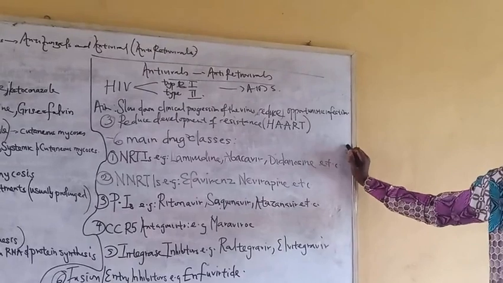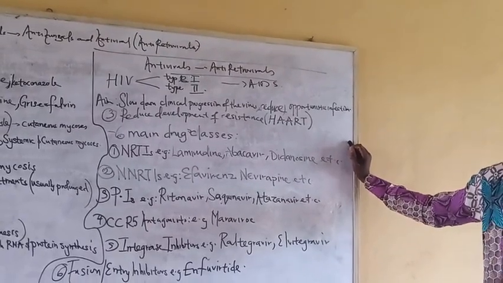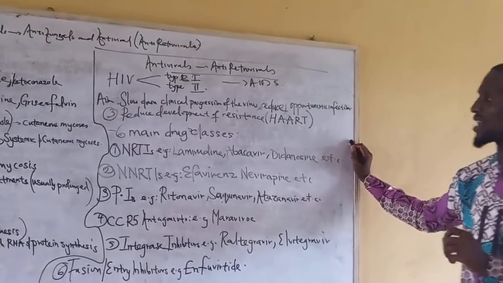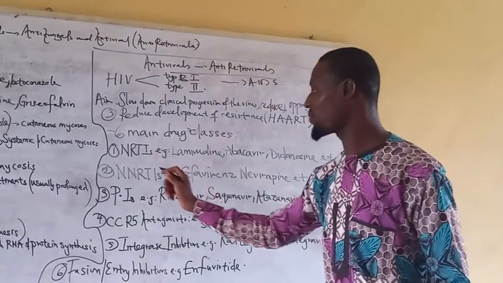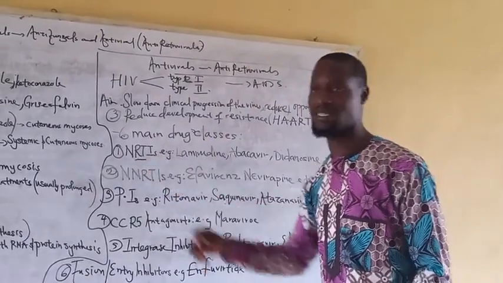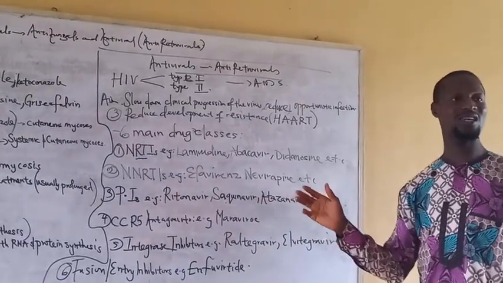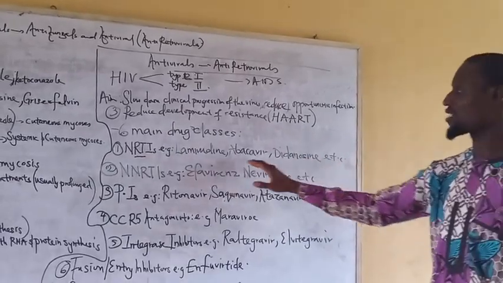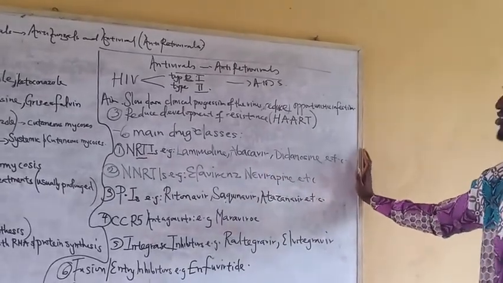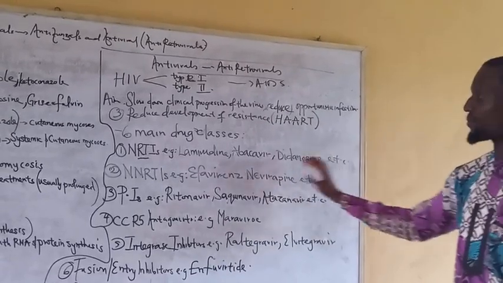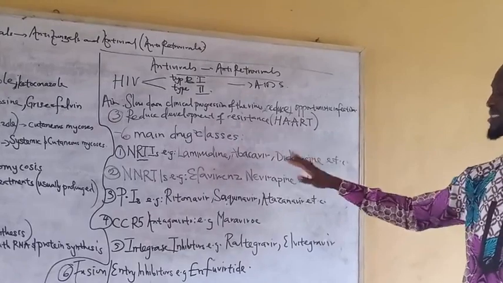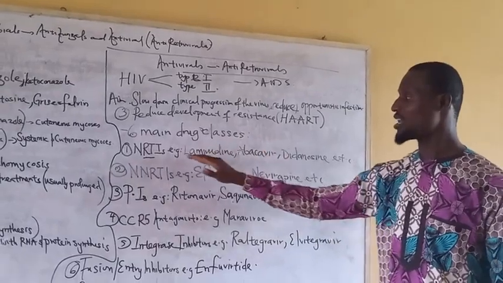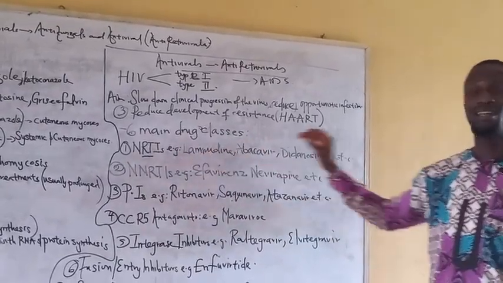NRTIs are known as nucleoside or nucleotide reverse transcriptase inhibitors. From that name, you can easily deduce the name of the enzyme involved here, reverse transcriptase. The goal of the drug is to inhibit this enzyme, which is necessary for entry and progression of HIV. So lamivudine, abacavir, didanosine, stavudine, zidovudine, and the likes would inhibit the reverse transcriptase enzyme. That is what this drug class will do.